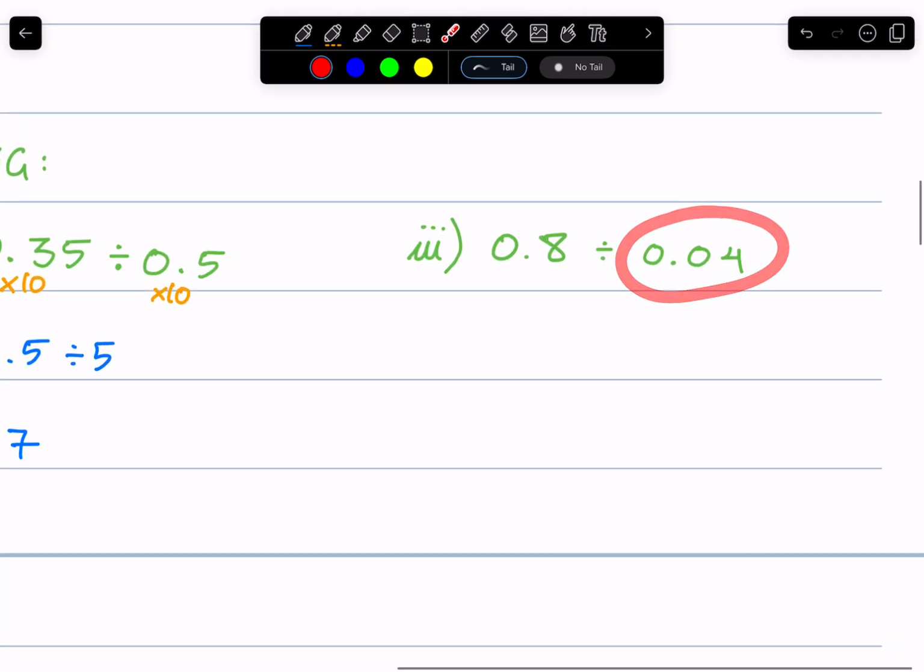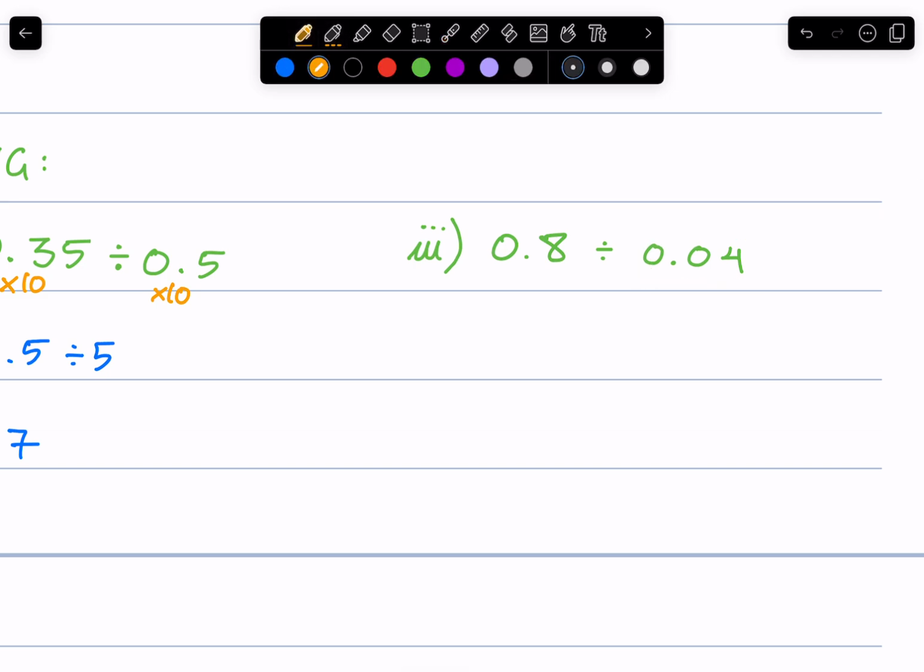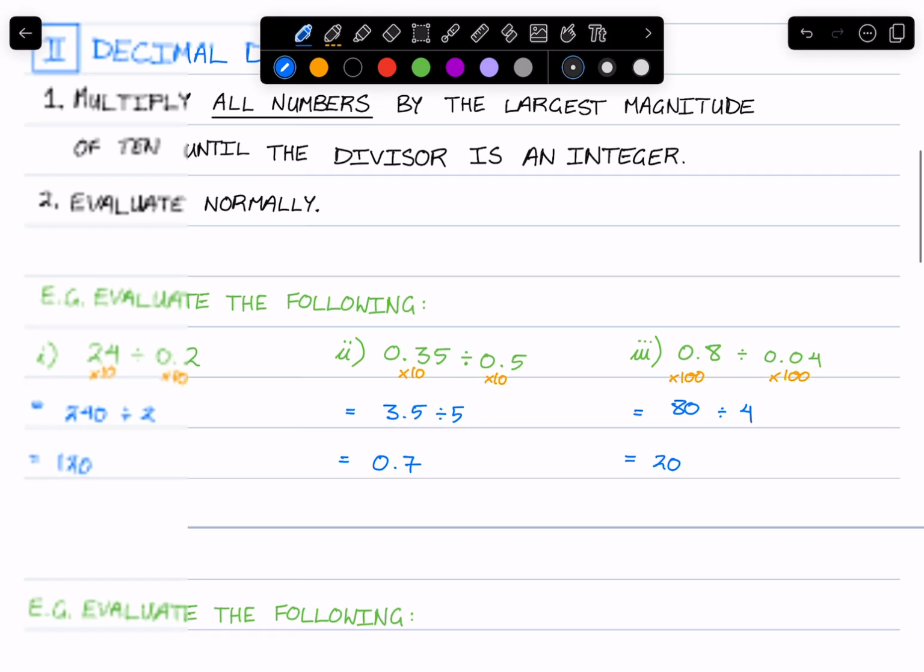Notice, in order to make this a whole number, we need to multiply this one by 100. Since I've multiplied this by 100, we multiply this one by 100 as well. Keep the division. The 0.04 times 100 becomes 4. Multiplying this by 100, move the decimal place 2 spots. That becomes 80. 80 divided by 4 is just 20. And that is our answer for this one.